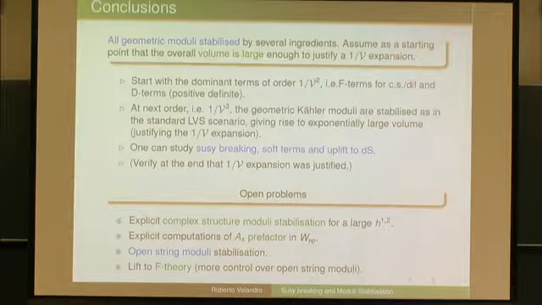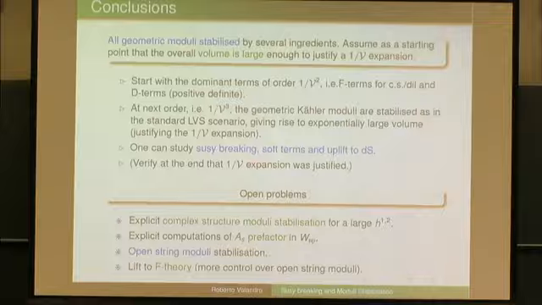So we have seen that in type 2b we can have all geometric moduli stabilized by several ingredients, and what you can do is to assume a start point to have an overall volume that is large enough to trust the 1 over the volume expansion, and then order by order you stabilize all the moduli. And as you have stabilized all the moduli, one can study SUSY breaking subterms. One also realizes the sitter. And at the end, one verifies actually that the volume is large.